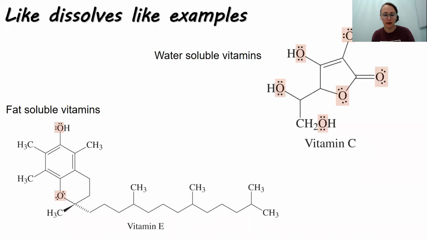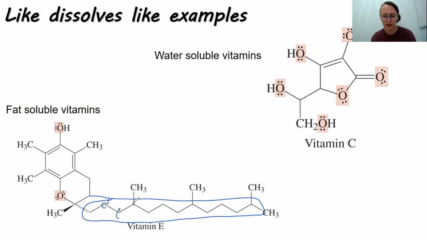Whereas fat-soluble vitamins like vitamin E, you see it has much less oxygen in it, so it's not as polar. And this entire chain down here is made up of all carbons at each one of these points. And so it's very nonpolar. So it dissolves in nonpolar things like fat, and therefore our body stores it, and you would have to be careful about how much you take in.